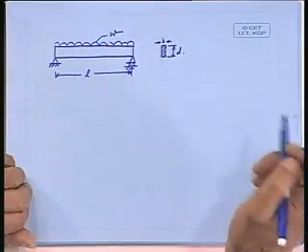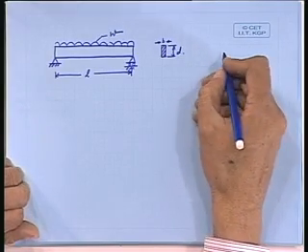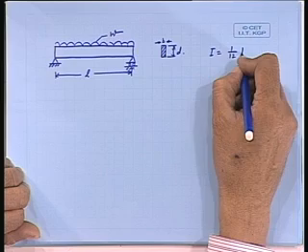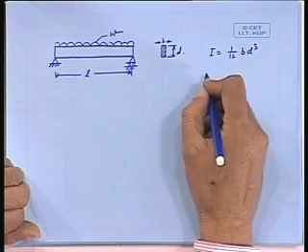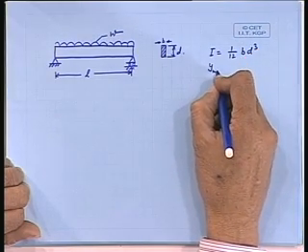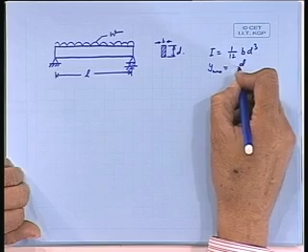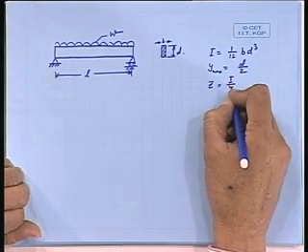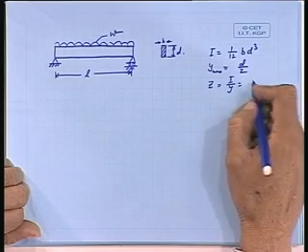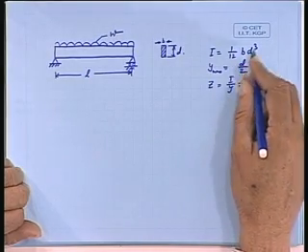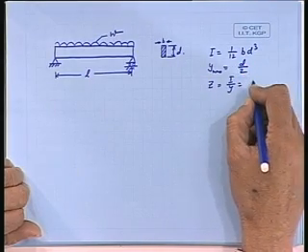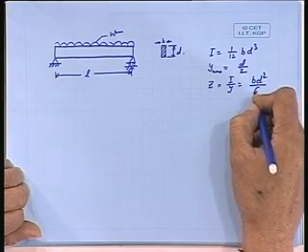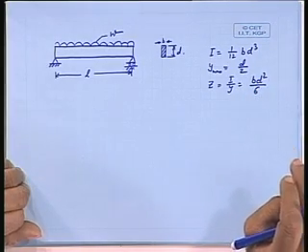W per unit length, and we can calculate what is I. I is equal to 1 by 12 BD cube, and Y max is equal to D by 2, and therefore Z, which is I by Y, is equal to this divided by this, gives you BD square by 6. Okay.